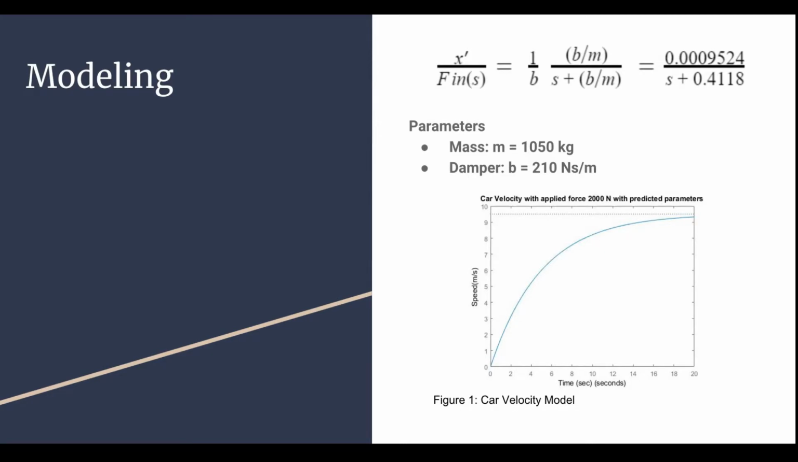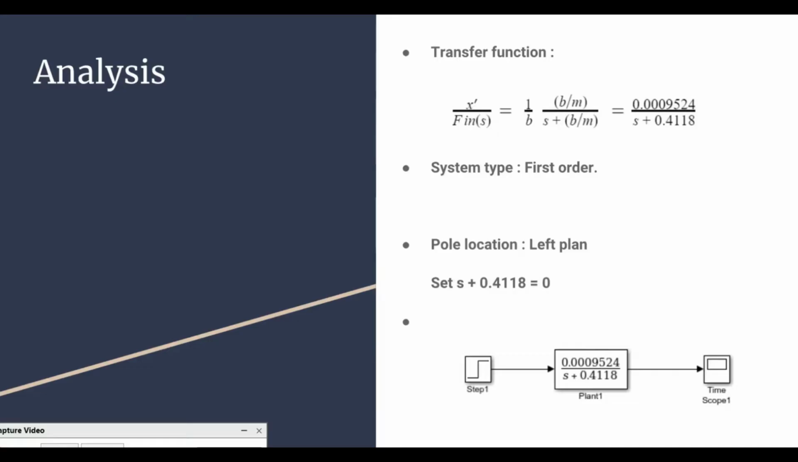A mass of 1,050 kilograms was used to represent the weight of the car, while a damping force of 210 newton seconds per meter was used to represent air resistance. An input of a 2,000 Newton step response was applied to the model to represent a car accelerating from rest. The step response given from Simulink, given open loop parameters, is pictured in Figure 1. We will now move forward to talk about the analysis of our model.